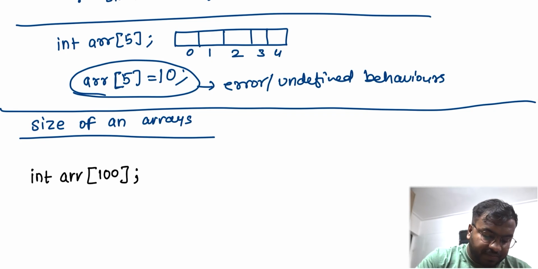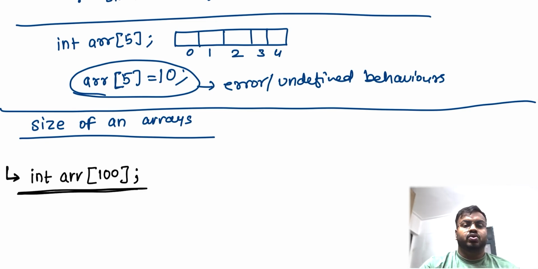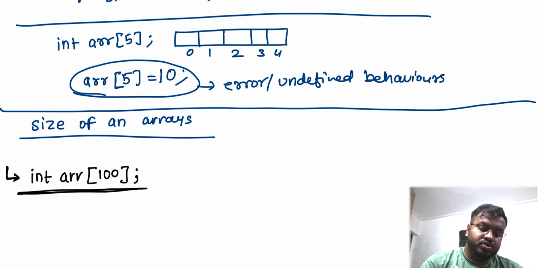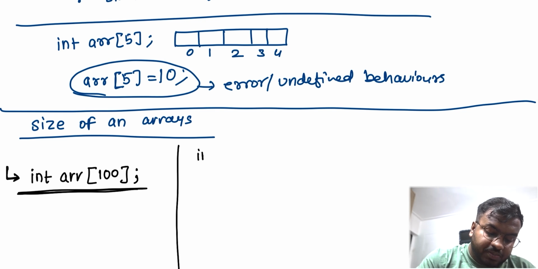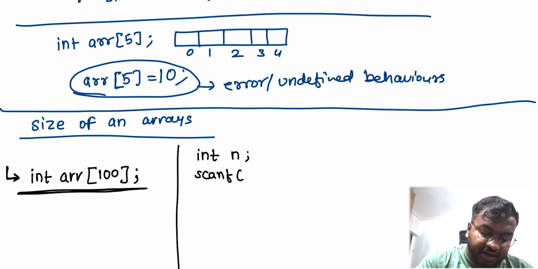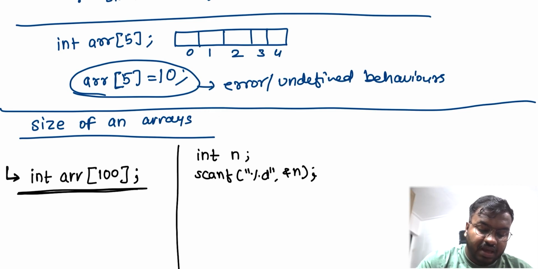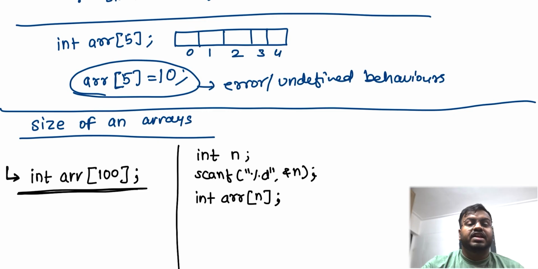In this case, whenever the compilation starts, the memory is allocated during the compile time to your array. So this is the safest way to declare the size of an array. Next, what you can do is first take an input from the user. Let's suppose I declare a variable n and then take input for this particular n. And then I will declare an array of size n. So this is a variable length array.